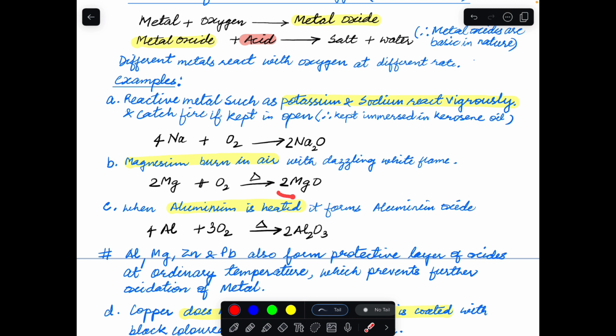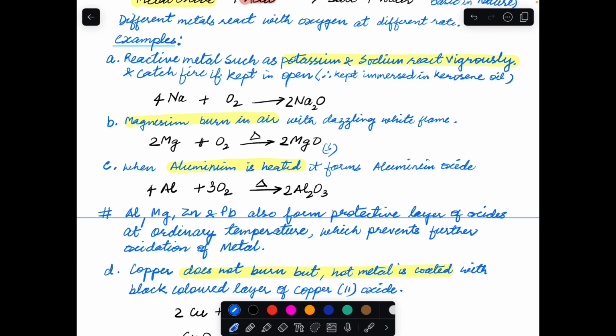And we will get a white solid. This is magnesium oxide, which is white in color. So the white powdery substance is basically magnesium oxide. This magnesium oxide is a solid. Now next is aluminium.